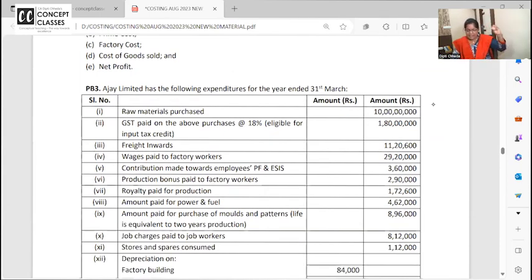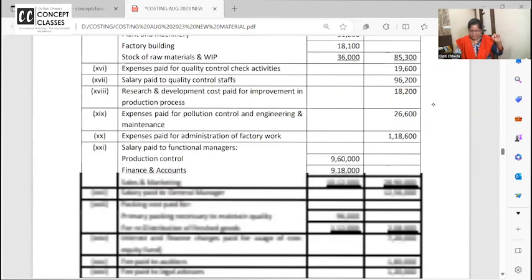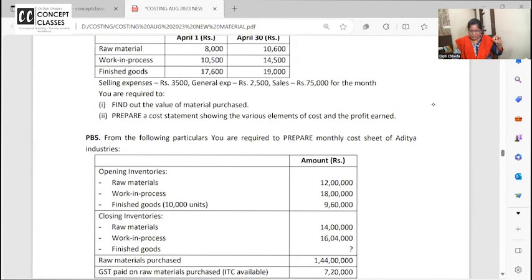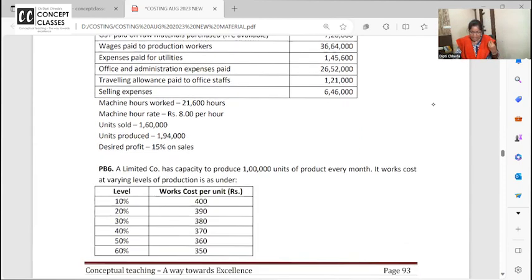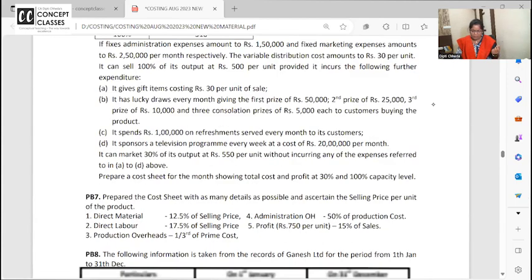Where to take sale of scrap, where to take R&D? Look at this. They can ask you questions where they'll give you all the stocks, and some stock is missing, or in one of the questions purchases is missing. So many times direct labor is 150% of overhead and direct labor is given. So this is 150, so 100 is how much? Make cross multiplication your best friend.